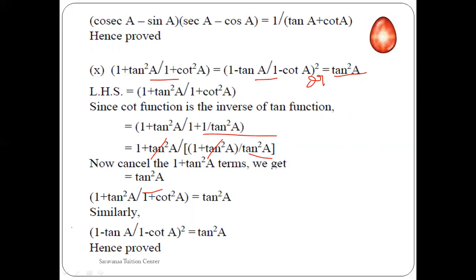Okay. Now, similarly, from this to this we have done, now from this to this. (1 - tan A) by (1 - cot A). So you need to multiply, that is (1 + tan²A) by (1 + cot²A). When you cancel these two, similarly you get ((1 - tan A) by (1 - cot A))² and that becomes tan²A.